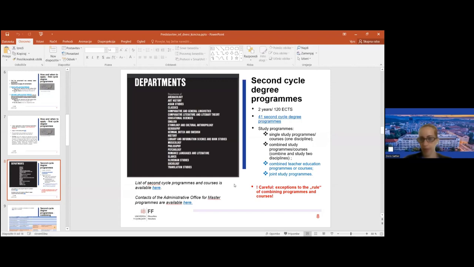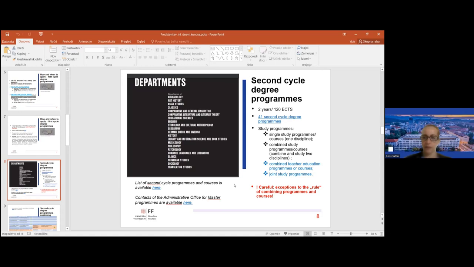I will now continue with second cycle degree programs. Our second cycle degree master programs last 2 years and have 120 ECTS. We offer 41 second cycle degree programs, and we offer single study programs, where you can study one discipline, combined study courses where you can combine two disciplines, and we also offer combined teacher education programs of courses and joint study programs. You have the list of second cycle programs on the link on the left and also on our website.